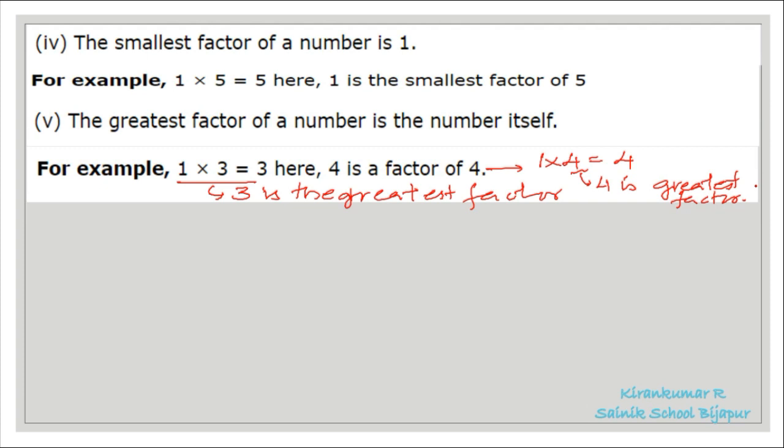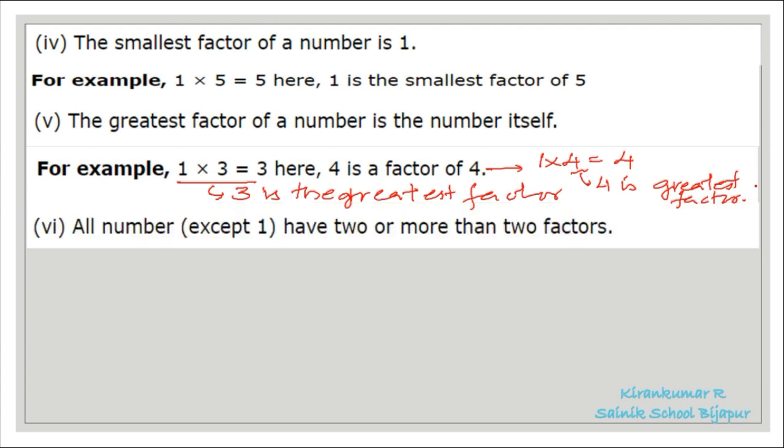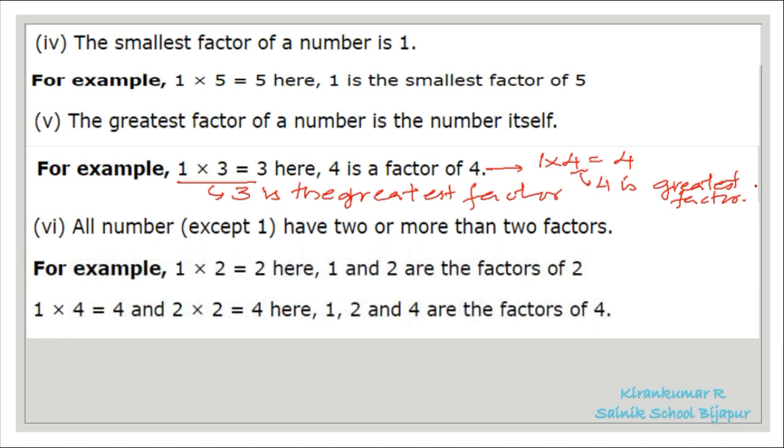The next point is that all numbers except 1 have 2 or more than 2 factors. For example, 1 multiplied by 2 gives 2. Here 1 and 2 are the factors of 2. 1 multiplied by 4 gives 4, and also 2 multiplied by 2 gives 4. So 1, 2 and 4 are the factors of 4. Here we have more than 2 factors.